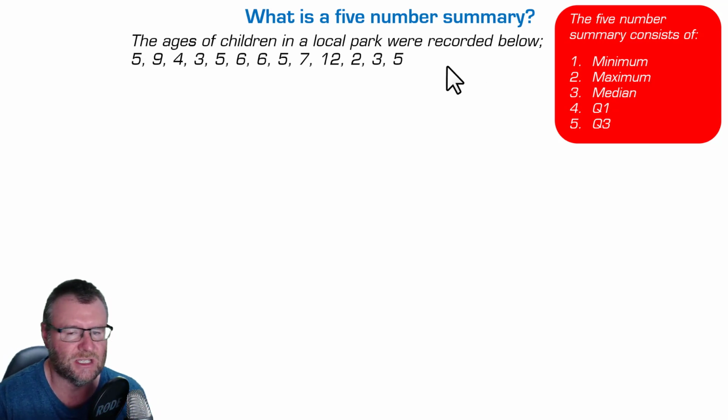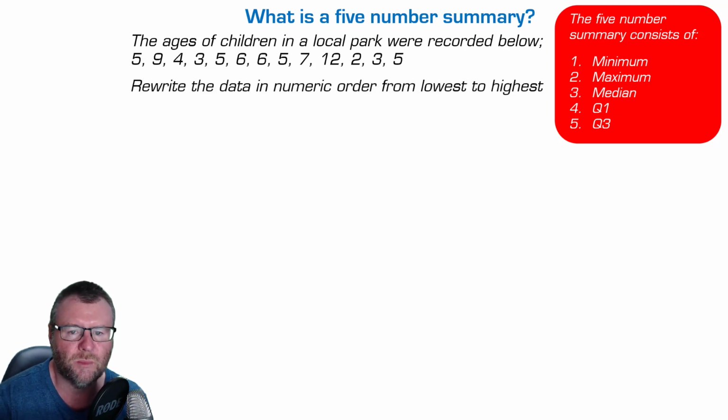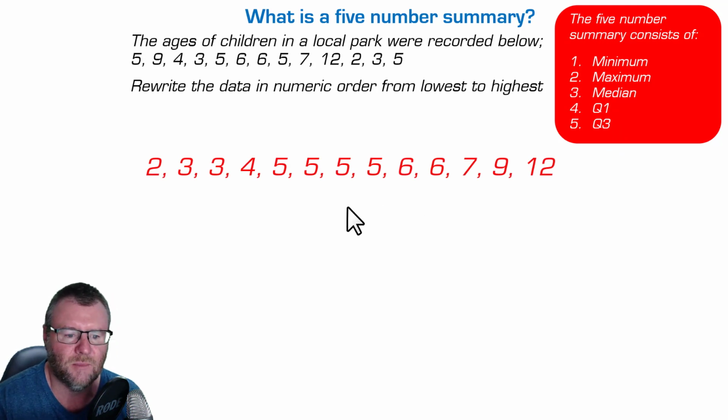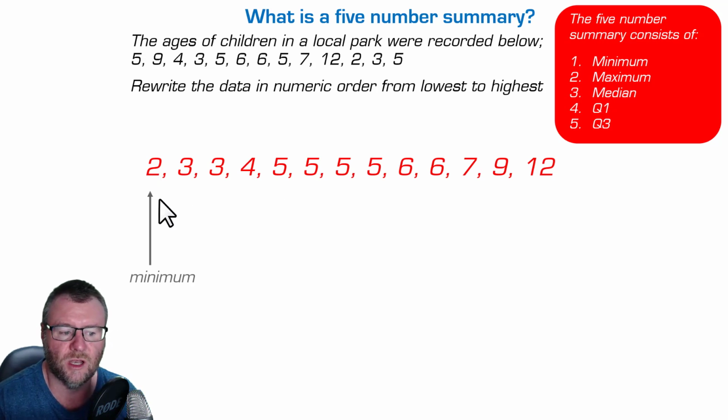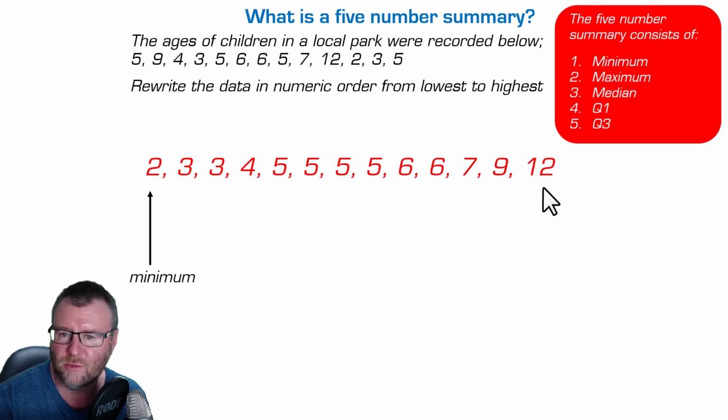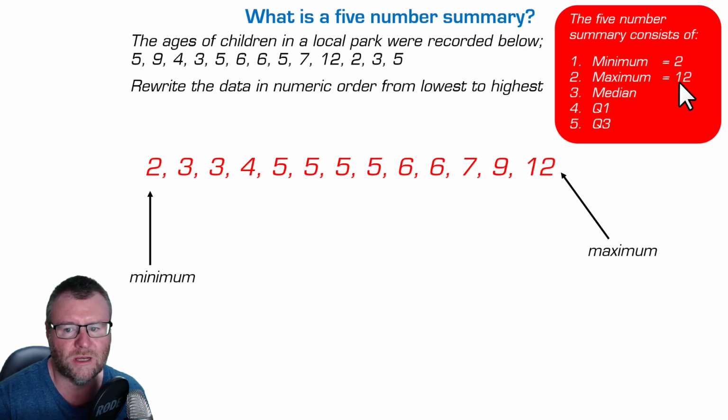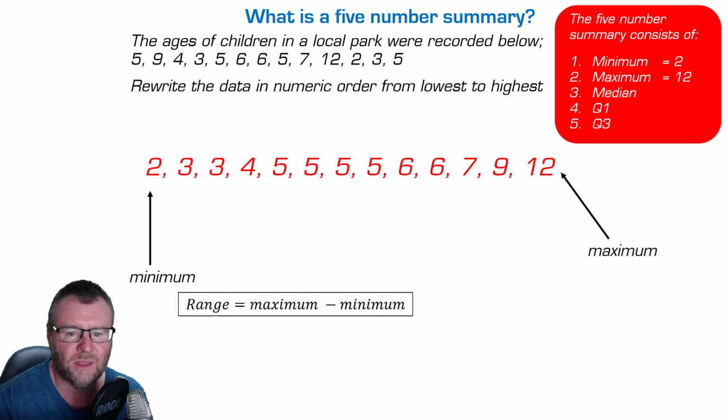Here is some data. It's just simply some ages of kids who are in a local park. We've recorded their ages. First thing I want to do is put them in order from lowest to highest, because that's going to help me work out some of these things we're going for on our 5-number summary. And when I do that, it's pretty easy to see my minimum and my maximum, which are the first 2 numbers on my list. My minimum, which is the lowest score in my data, I can see it's got a minimum of 2. And at the other end, the maximum, I've got a maximum of 12. So there you go. We've already knocked off 2 out of the 5 of our 5-number summary.